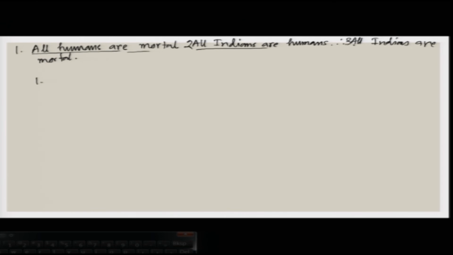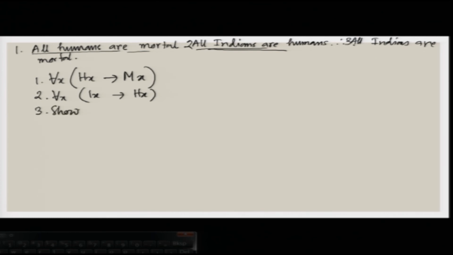If you number them, 1: all humans are mortal, for all x, if human then mortal. 2: all Indians are humans, for all x, if i x, then h x. 3: we need to show that all Indians are mortal, that is, for all x, if i x, then m x. How do I do it? Intuitively, we can see that this makes perfect sense, but then how to compute it? By using rules.